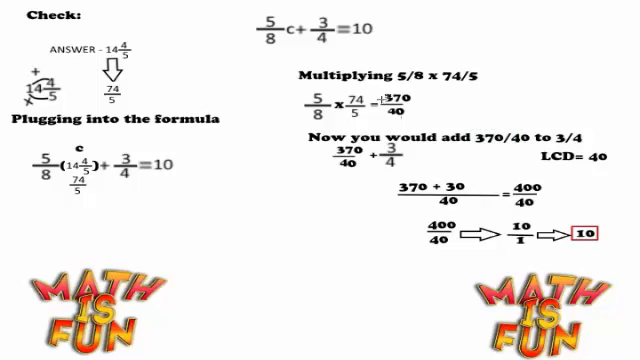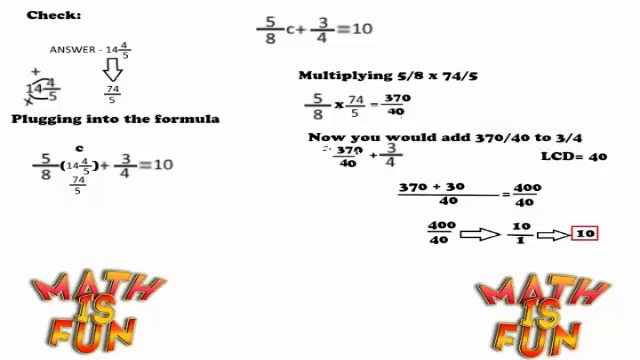Now I had 37 over 40 over here before, because that's what it simplifies to. But originally it's 370 over 40. But you don't want to simplify it before. You want to keep the one without the simplification. So then you would add 3 over 4 to 370 over 40, like it says here.